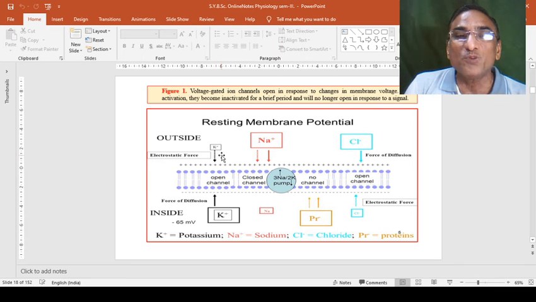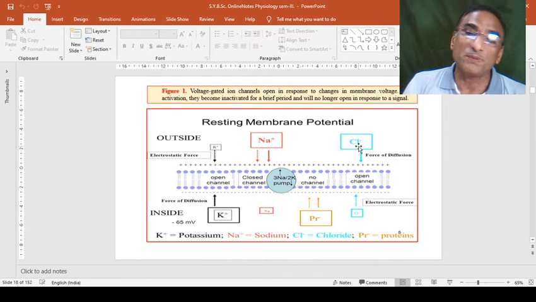As they move outside, the charge naturally changes. How is it so? If the charge changes, it means the activity changes, the role changes, the balancing changes, and therefore these are the different charges of the particular ions.